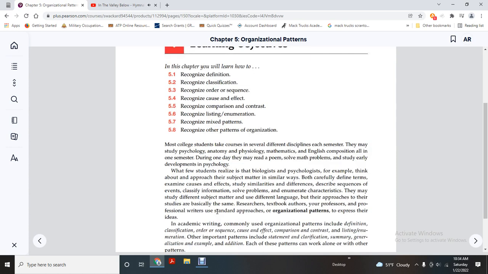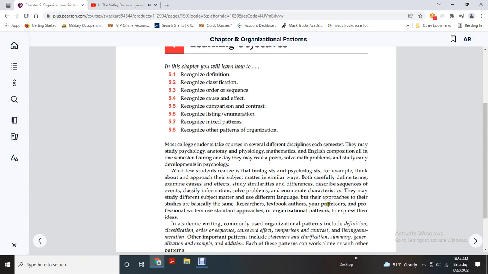Alright, most college students take courses in several different disciplines each semester. They may study psychology, anatomy, physiology, mathematics, and English composition, all in one semester. During one day, they may read a poem, solve a math problem, and study earlier developments in psychology. What few students realize is that biologists and psychologists, for example, think about their approach in a similar way: they carefully define terms, examine causes and effects, study similarities and differences, sequences of events, classify information, solve problems, and enumerate characteristics. They may study different subject matter and use different language, but their approach to their studies is basically the same.